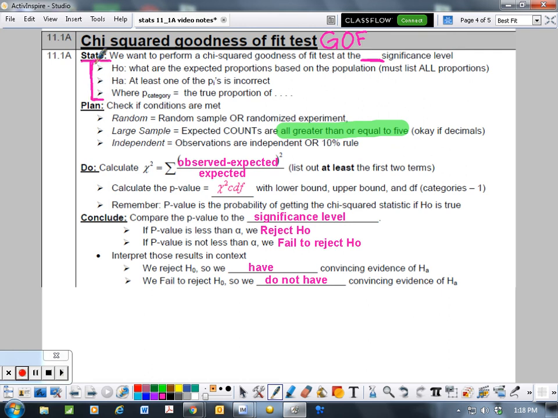Now our null hypothesis, or H0, is what the expected proportions are based on the population. And so typically we're going to list all of our expected proportions. Now our HA, our alternative hypothesis, is that at least one of our proportions is not going to match the population. So at least one of them is going to be incorrect.